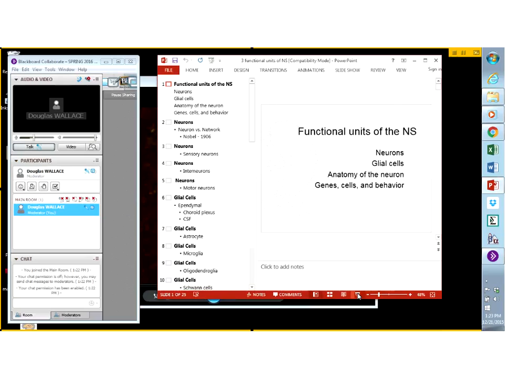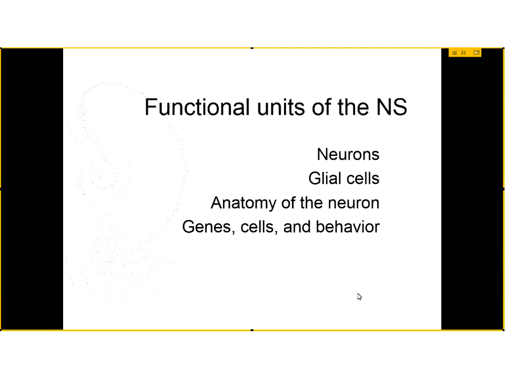This unit we're going to be talking about the functional units of the central nervous system and, well, the nervous system in general. We'll first talk about neurons, how we came to understanding them as the building block of the central nervous system. Talk a little bit about the role of glial cells in function, dive into the anatomy of the neuron, and talk a little bit about the genetics that are involved in producing proteins, what the cell needs to function. Talk about some genes, cells, and behavior, how that relationship exists.